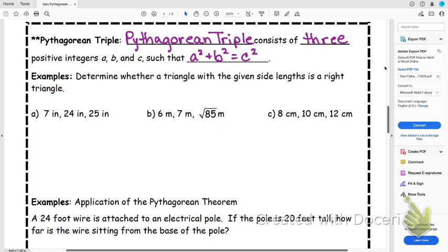So what if they're all the same? Well, then it can't be. It can't be an equilateral right triangle. Okay.